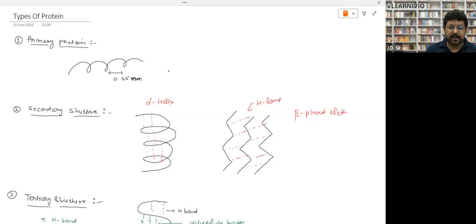Then you can see there are three polypeptide chains. This black structure is every polypeptide chain. These polypeptide chains are present in the form of sheets, and all these chains are interconnected with each other with the help of hydrogen bonds, right? So they make the beta pleated sheet. So secondary structure may either be alpha helix or beta pleated sheet, right?